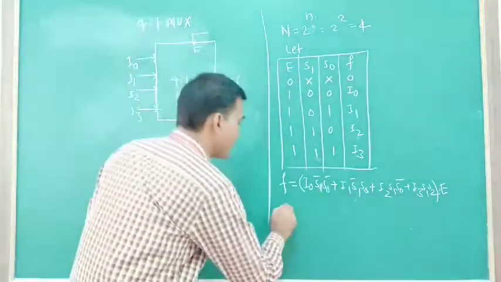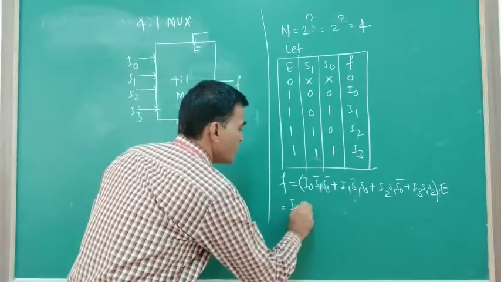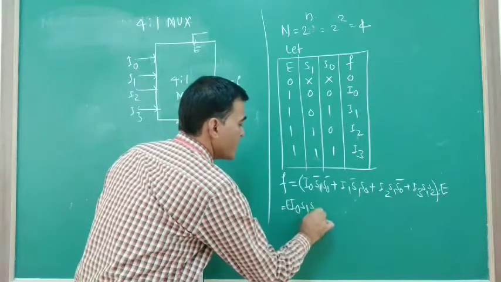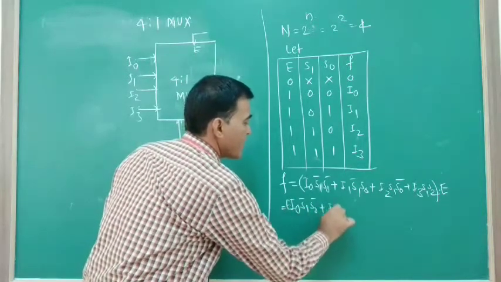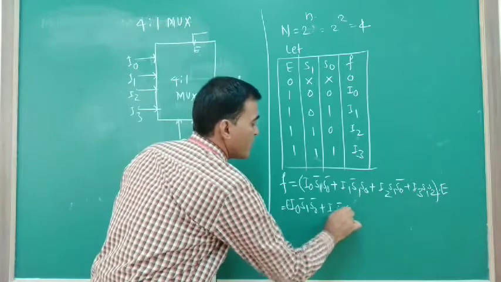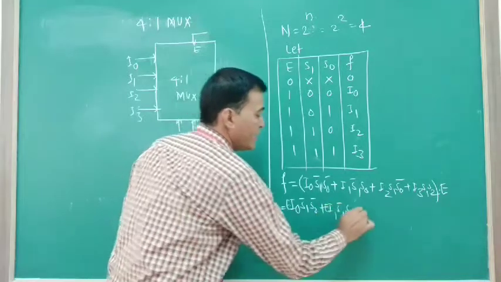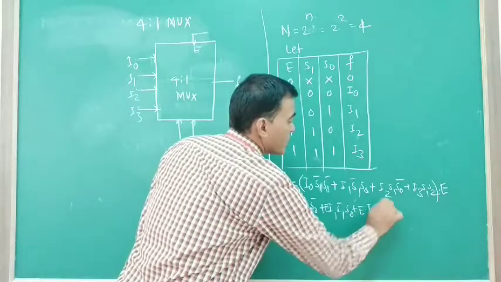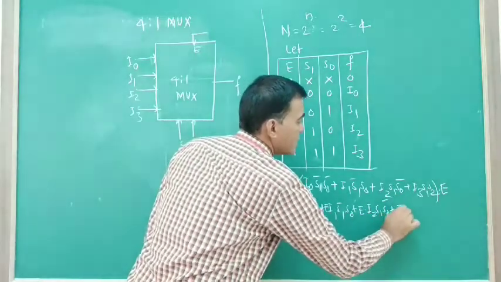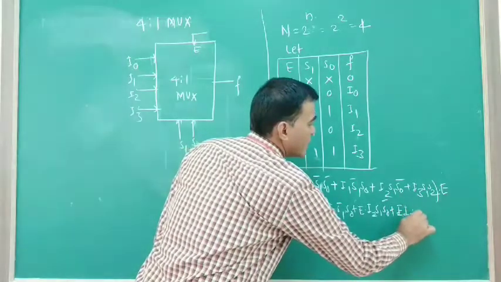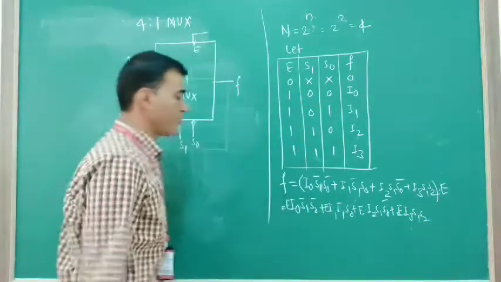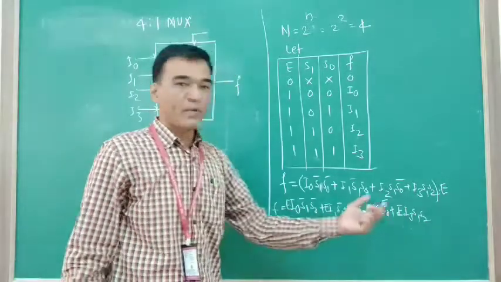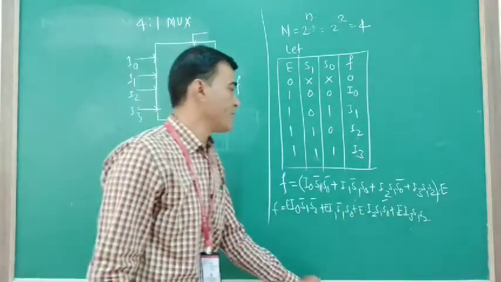Now if I simplify this, I will get E into I0 S1 complement S0 complement, plus I1 S1 complement S0, which is ANDed by E, plus E I2 S1 S0 complement, plus E into I3 S1 S0. Now to implement this, I need 4 AND gates and 1 OR gate. Let us see that implementation.